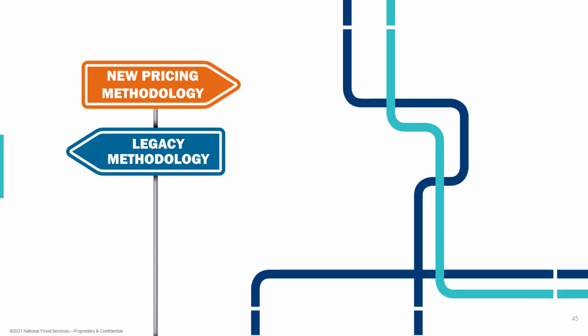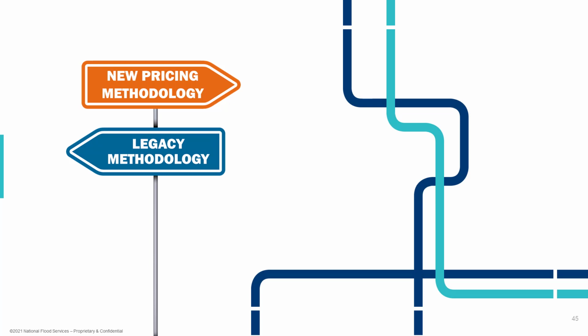Let's take a moment and say you're walking down a path. You come to a fork in the road. That's what's happening with a grandfathered policy. At that fork in the road, there is the legacy pricing methodology and a new pricing methodology premium. So which path do you take?